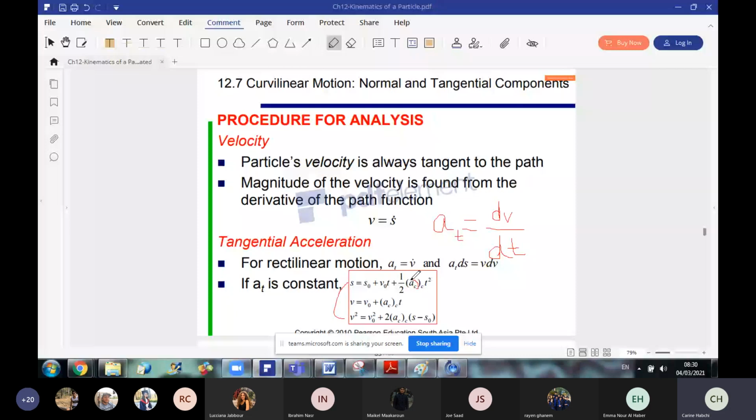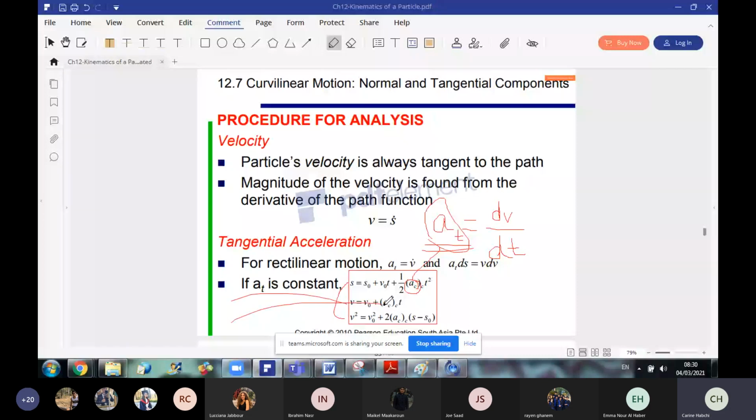If I have the total acceleration constant, I cannot use this formula, because these formulas are only valid if the tangential acceleration is constant. Okay, so if at is constant, I can write that v equals v0 plus at, a tangential, times t. I can write that v square final equals v square initial plus 2 tangential acceleration times delta s. Okay, so keep in mind only if at is constant, not the total acceleration.